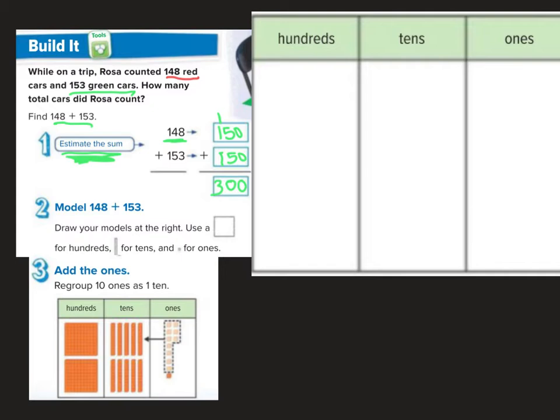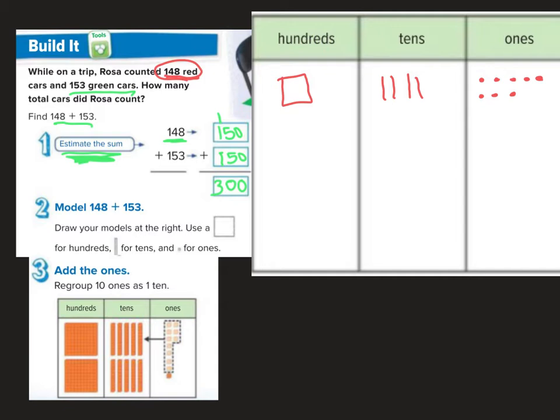Now we're going to model. We're going to draw our models at the right using a block for the hundreds, a stick for the tens, and a dot for the ones. First let's start out with our red cars, 148. So I have 100, 4 tens and 8 ones. Let me show you how I do my ones. I group them with 5s and then I line them up neatly. 6, 7, and 8. So that shows 8 ones.